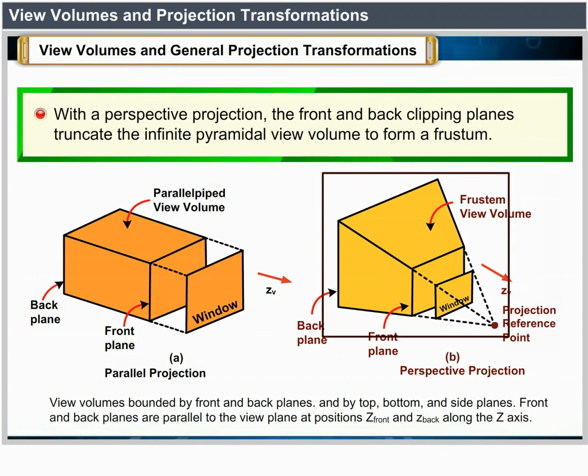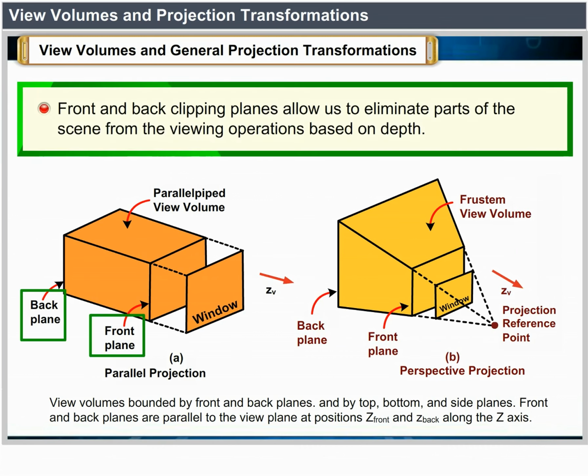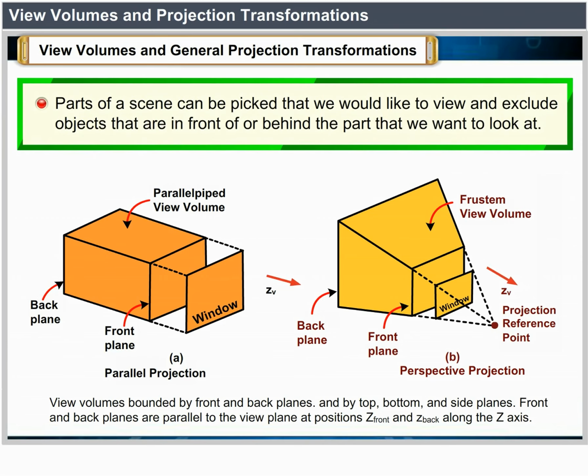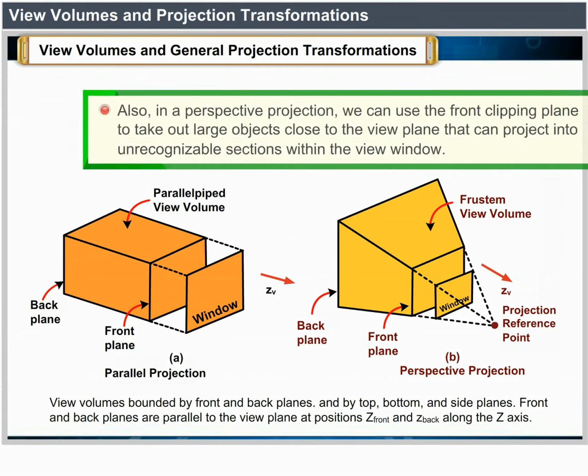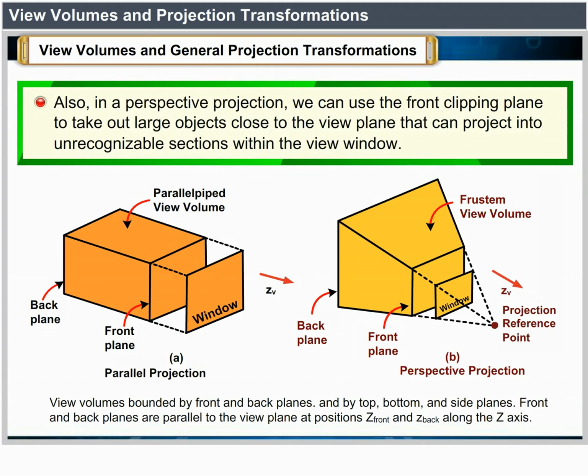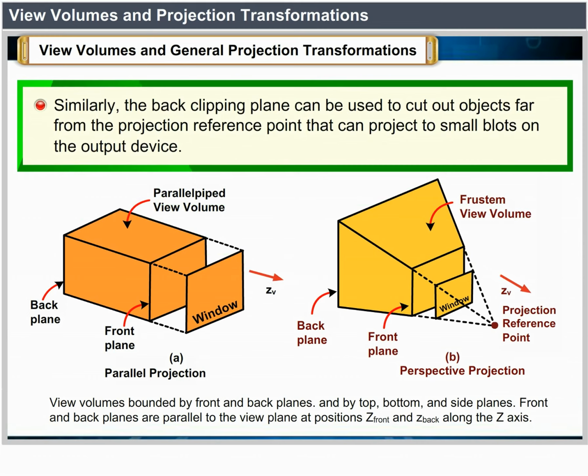Front and back clipping planes allow us to eliminate parts of the scene from the viewing operations based on depth. We can then pick out parts of a scene that we would like to view and exclude objects that are in front of or behind the part that we want to look at. Also, in a perspective projection, we can use a front clipping plane to take out large objects close to the view plane that can project to unrecognizable sections within the view window. Similarly, the back clipping plane can be used to cut out objects far from the projection reference point that can project to small blots on the output device.